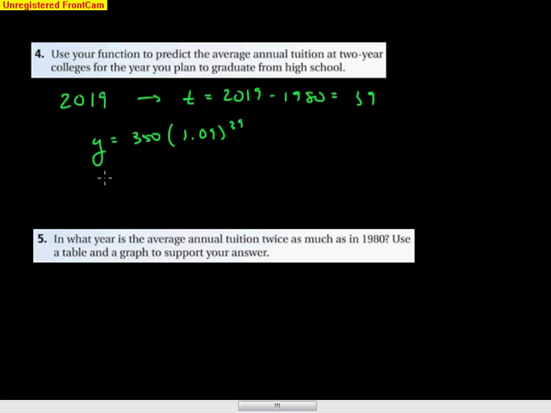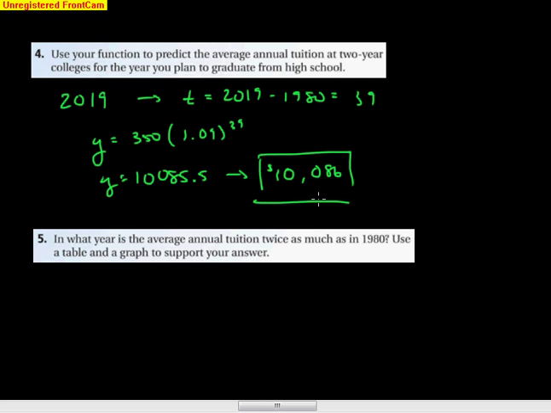And when you type that in your calculator, again, you get a number like 10,085.5. And again, I'll round up to no decimals, $10,086. So that's the tuition cost at a 2-year school when you graduate.